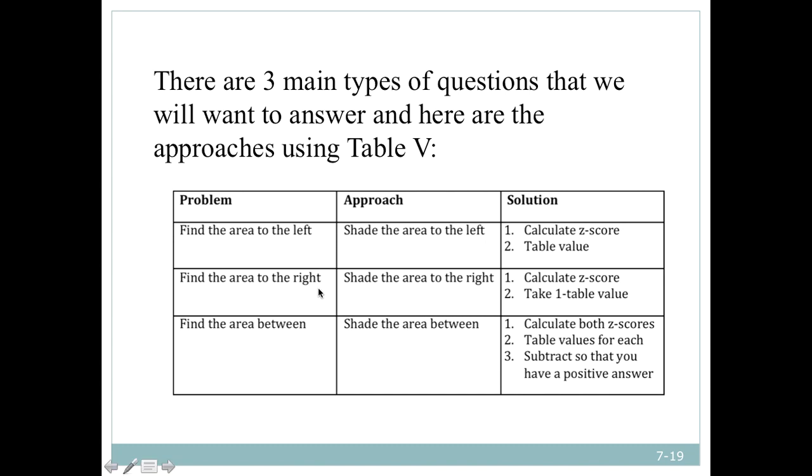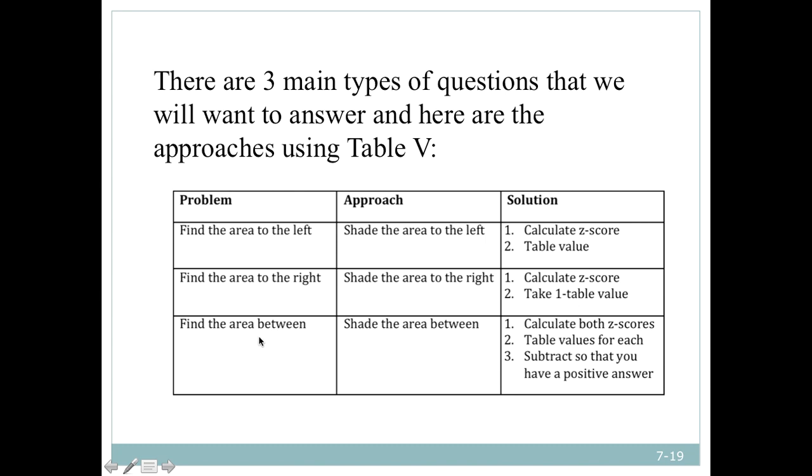If you're trying to find the area to the right, you start the same way, you just shade to the right this time. You calculate a z-score, but then when you look the value up on the table, you have to subtract it from 1. So the whole idea with this table is that the table values give you the probability of selecting something that is to the left, okay? So the left is kind of your default. If you want something to the right, then you're going to have to take 1 minus your table value.